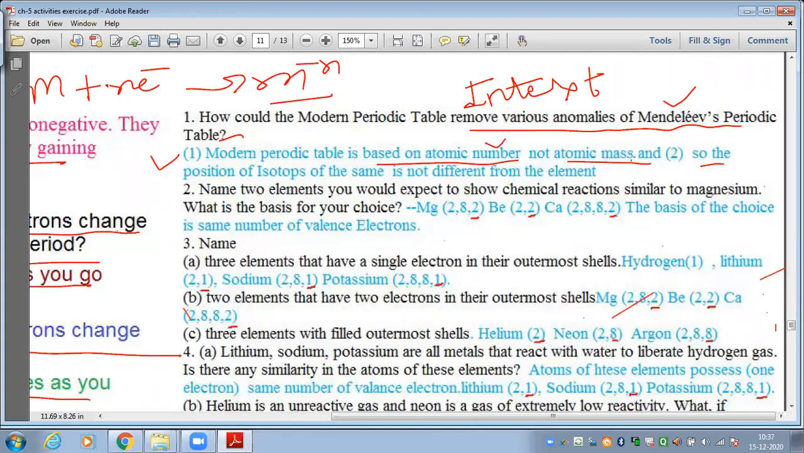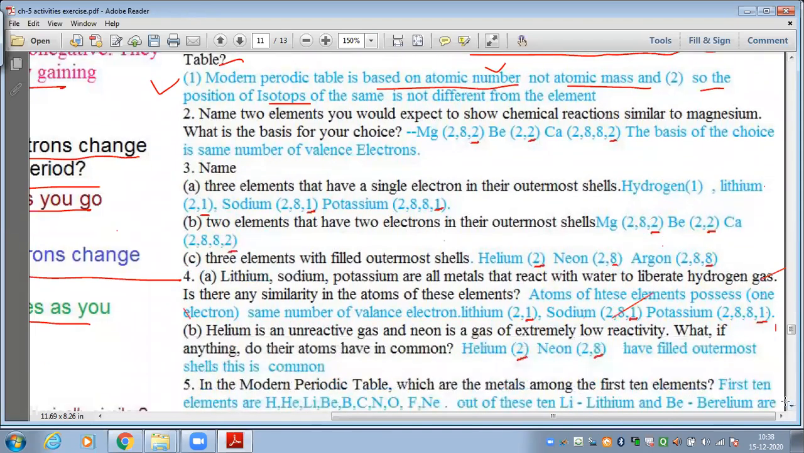Second, the position of the isotopes. Isotopes are elements with the same atomic number but different atomic mass number. Their atomic mass numbers were different, so they did not have the same position in Mendeleev's periodic table. But in the modern periodic table, isotopes also have the same position, and that is why the anomaly of Mendeleev's periodic table has been resolved.